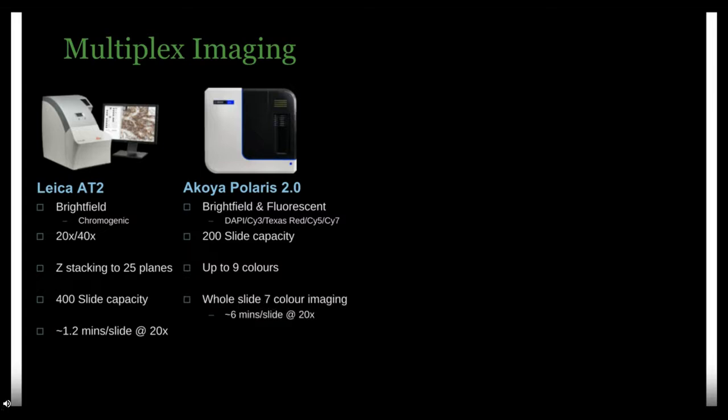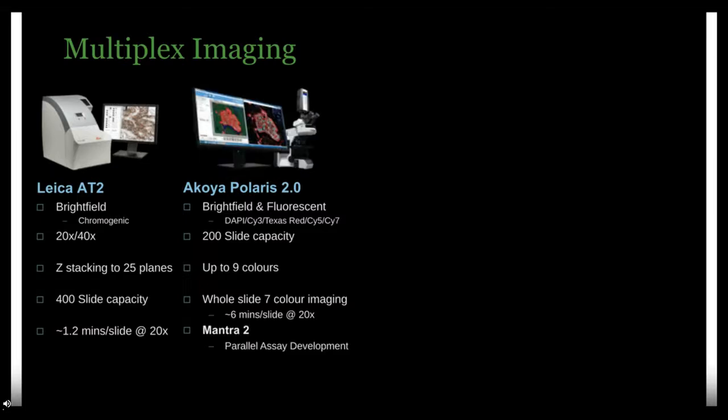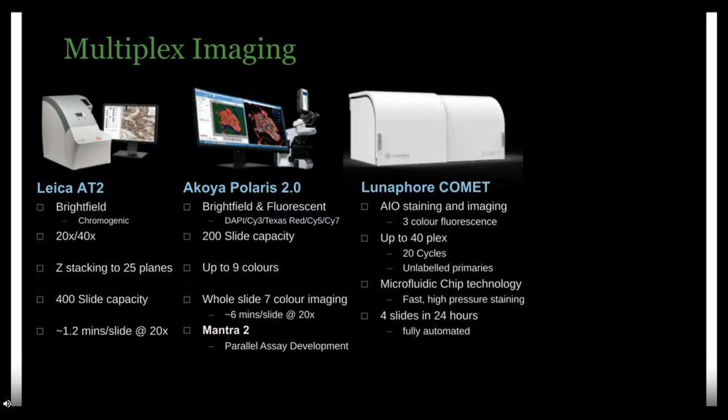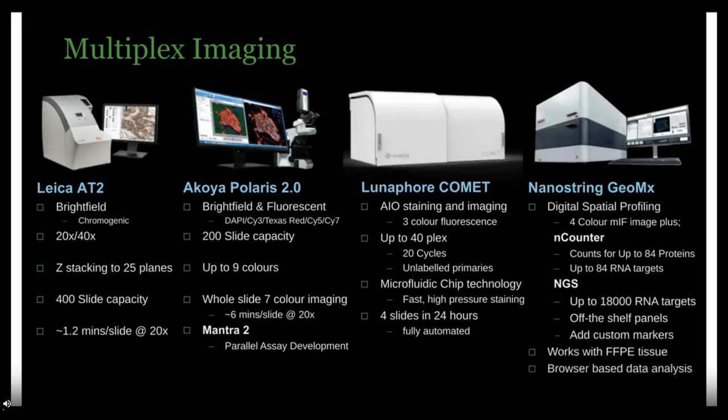We then have the Akoya Polaris 7-color whole slide fluorescent scanner for our multiplex assays, and the Mantra 2 parallel assay development station, which is a complementary microscope. As I mentioned, we're beta testing the Lunaphore COMET, which is able to perform up to 20 staining cycles automated on 4 different slides, and I'll go into that later. And the NanoString GeoMx platform, which I'll also talk about more, which is a hybrid slide scanner and genomics instrument.